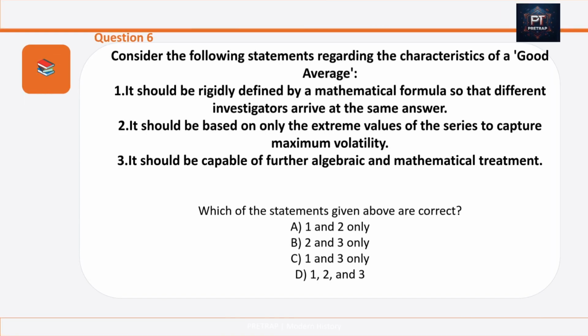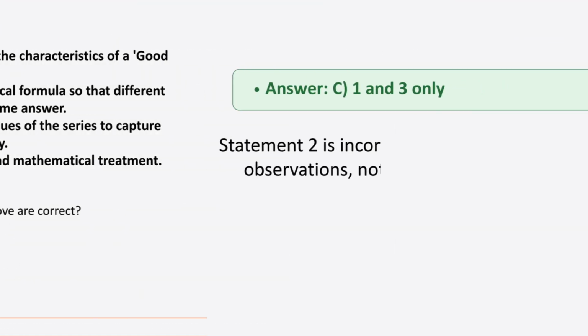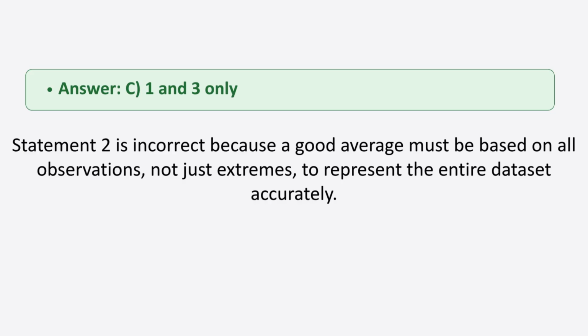Question number 6 is, consider the following statements regarding the characteristics of a good average. Number 1, it should be rigidly defined by a mathematical formula so that different investigators arrive at the same answer. Number 2, it should be based on only the extreme values of the series to capture maximum volatility. Number 3, it should be capable of further algebraic and mathematical treatment. Which of the statements given above are correct? And the answer is option C, 1 and 3 are correct. Statement 2 is incorrect because a good average must be based on all observations, not just extremes, to represent the entire data set accurately.